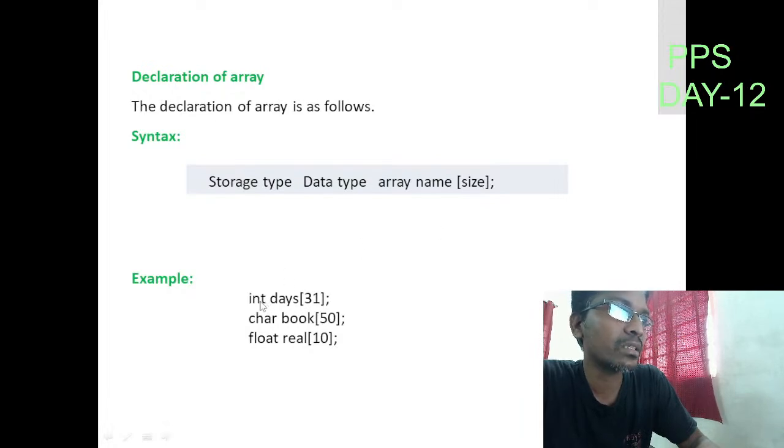Now I am going to declare an array of integer type: int days[31], where the size for the month will be 31 days. Next one, char book[50]. The book title or book author name can be up to 50 characters. Up to 50 characters you can read for the book name. And float real[10], which means it will accept up to 10 real numbers. So this is an example of the declaration of an array.